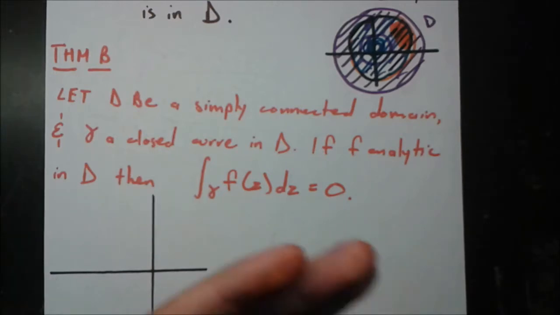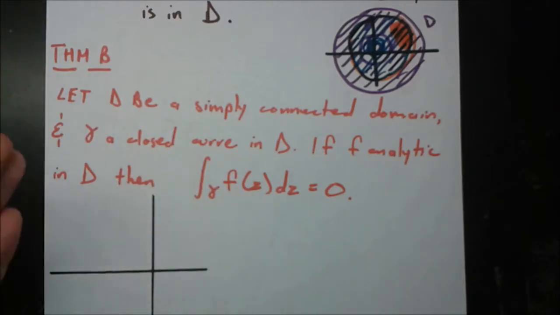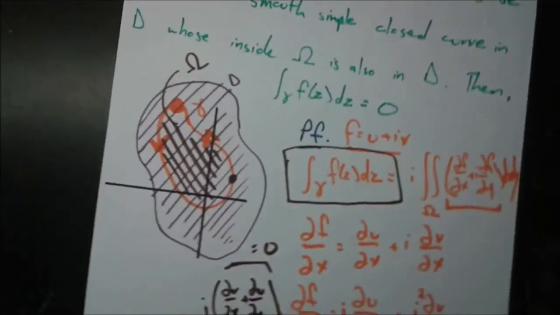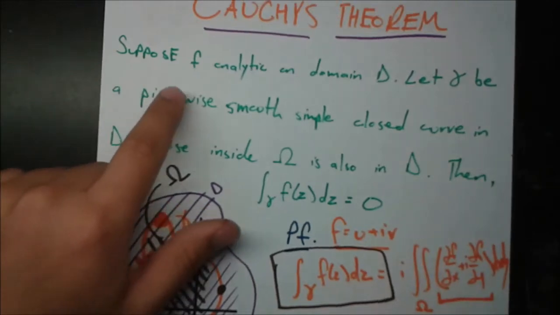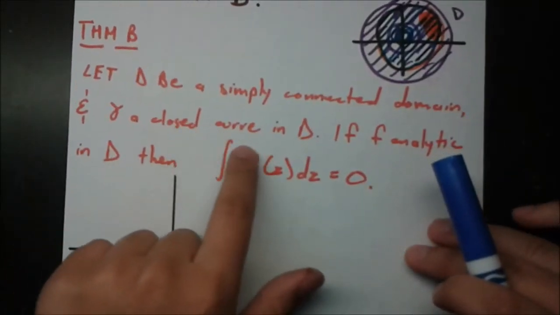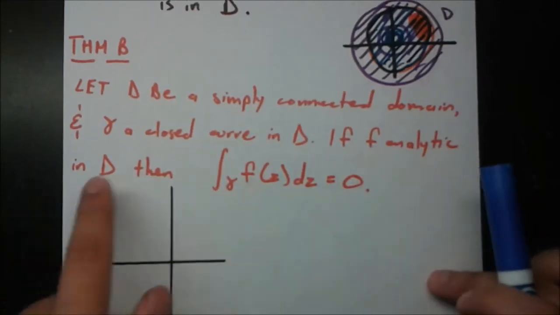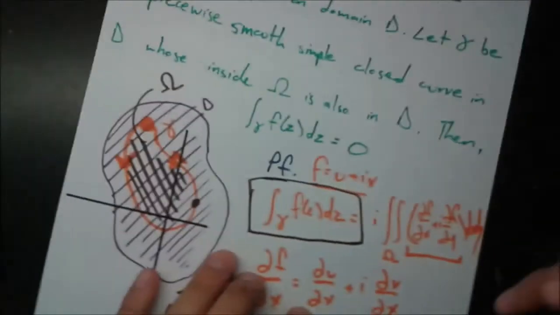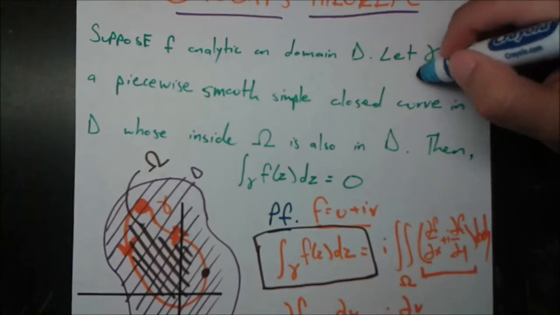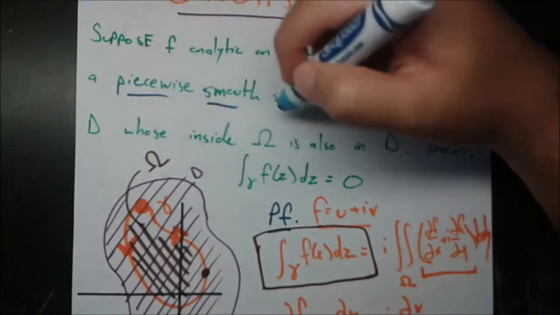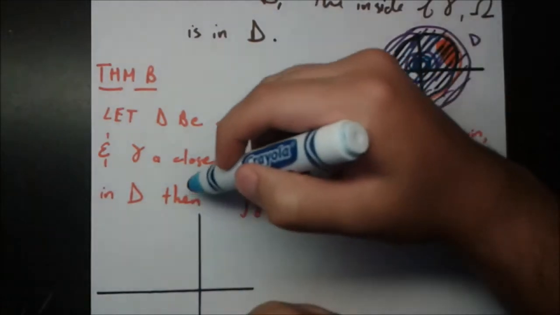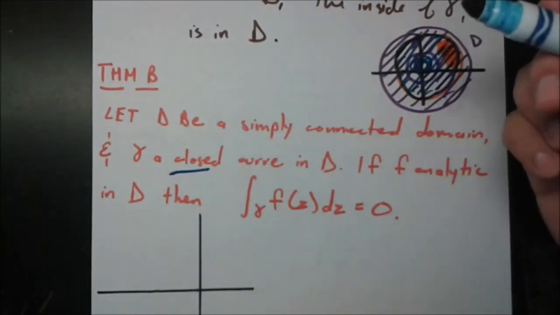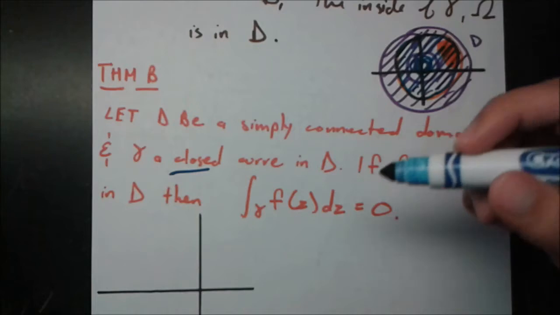So you're probably asking yourself, how is this theorem different from Cauchy's theorem? Notice here we had f analytic on a domain D. Also here we have f analytic in D. But what are the restrictions on gamma? Gamma had to be piecewise smooth, simple, closed. What's the restriction on gamma here? We say that gamma is just closed, no other restrictions. The biggest restriction we've taken away is simple.